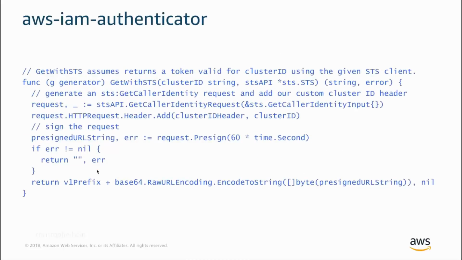This is the actual code that is used to generate that token. It's fairly simple, but it involves base64 encoding a URL, which is a request to the AWS APIs. That URL will return back the user that made the request, but nothing more than that.